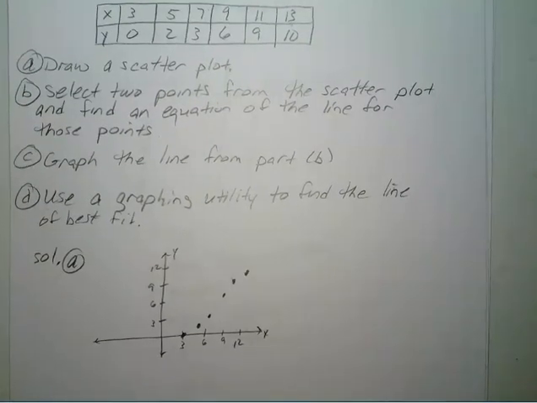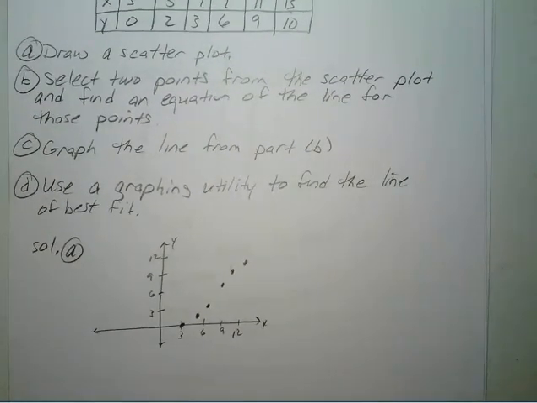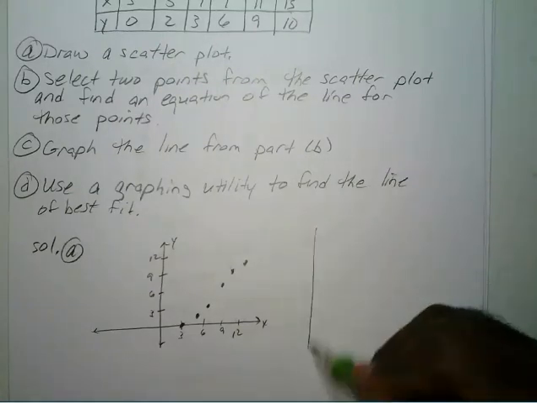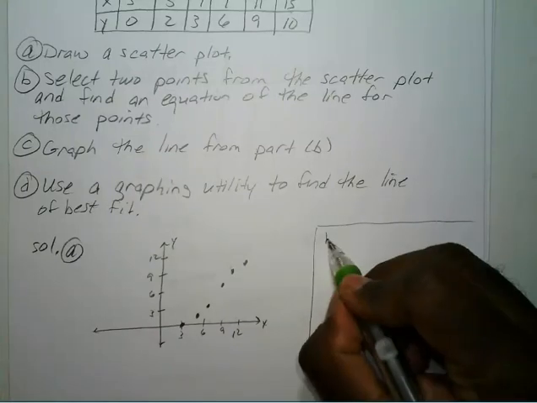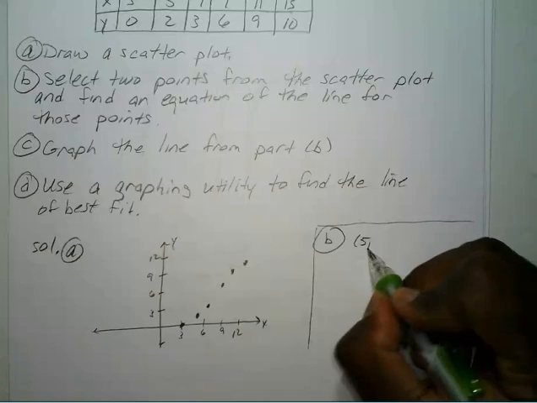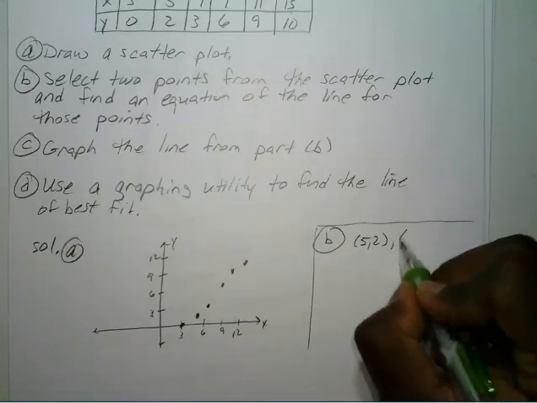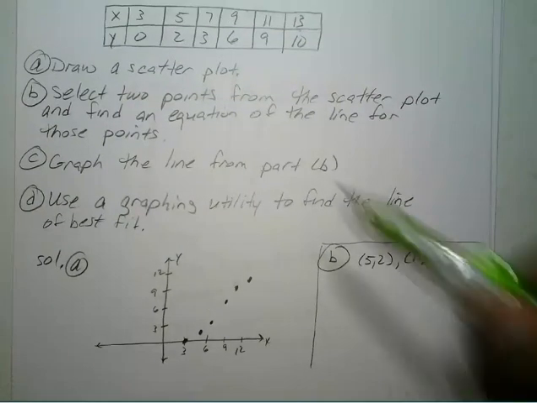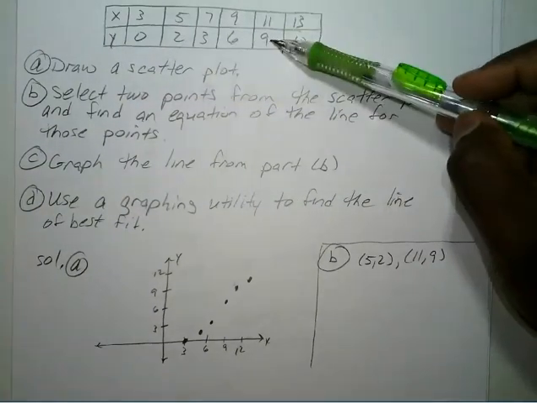Okay. So for B, we're going to select 2 points from the scatter plot and find an equation. Okay, so I'll do B over here. Okay, and the 2 points I'll pick are 5, 2, and 11, 9. Okay, so just 5, 2, and 11, 9.